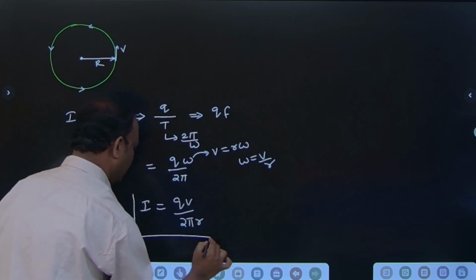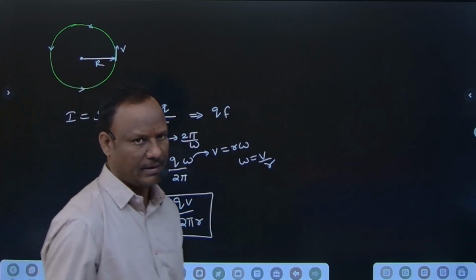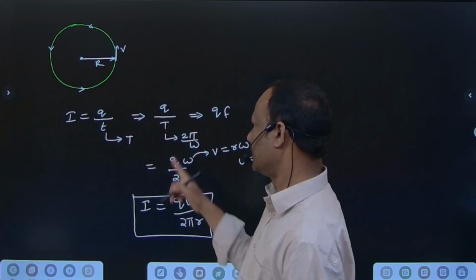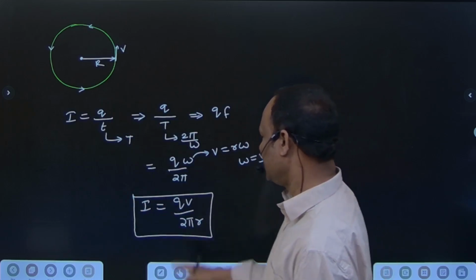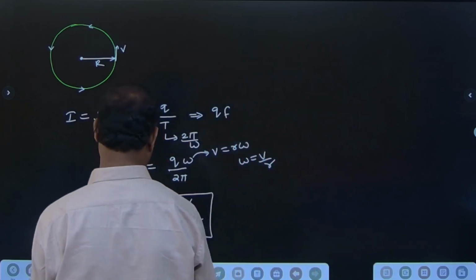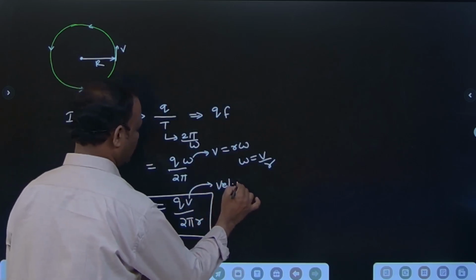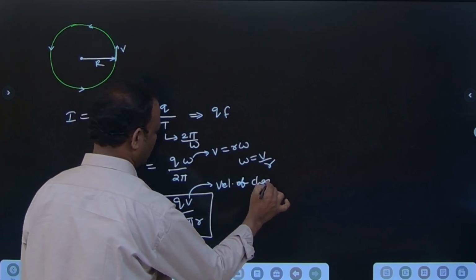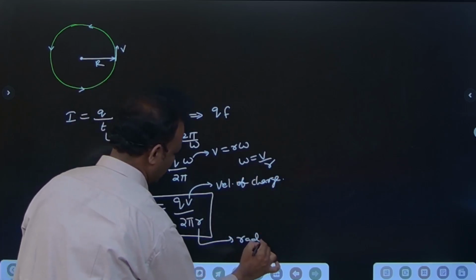So when an electron is moving in a circular path around the nucleus of an atom, I is equal to QV by 2 pi R. So the current produced is this, where V stands for the velocity of the charge and R is the radius.